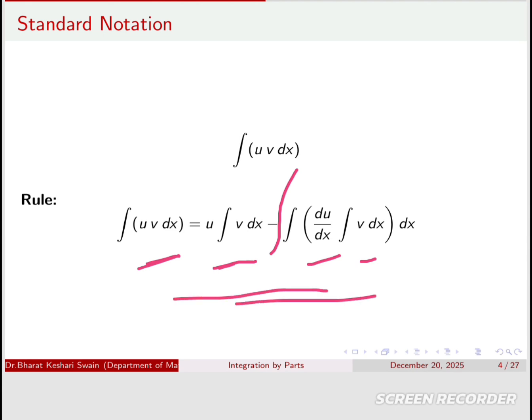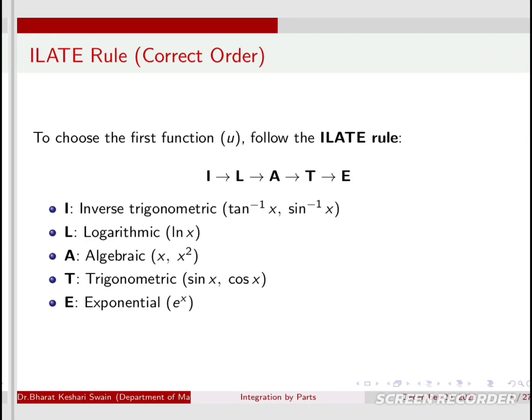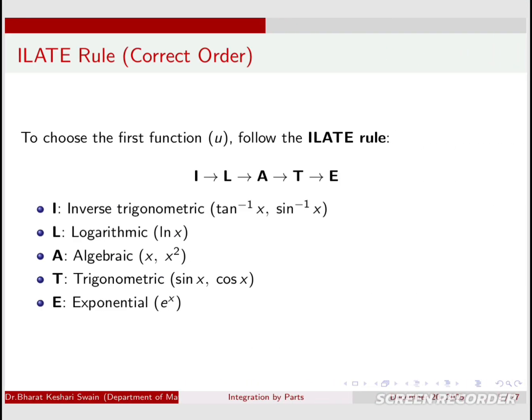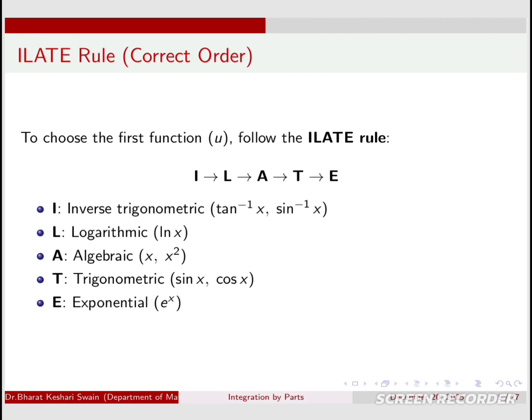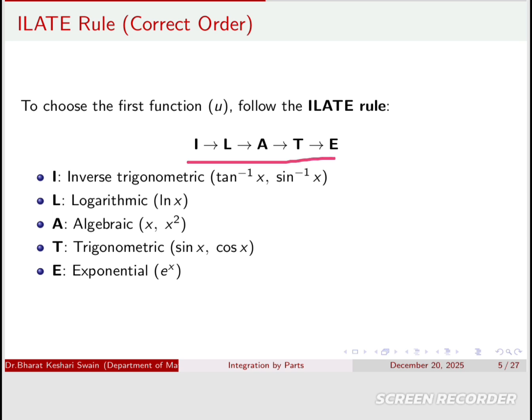But before application of this formula, we have to choose what is your first function and what is your second function. To choose first and second function, we can apply this ILATE rule. What is the ILATE rule? This is the correct sequence. In this sequence we have to choose first and second function. Which comes first, that will be the first function, and which comes second, that will be the second function.